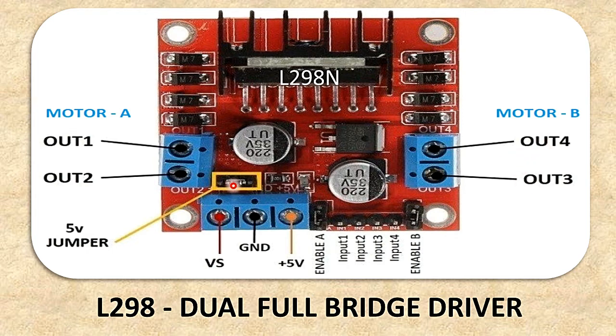5 volt jumper. Vs is the 12 volt input supply and this is the 5 volt supply, and in between is the ground. This is the common ground between 5 and 12 volts. Enable A jumper and enable B jumper, and in between these jumpers are the inputs: input 1, input 2, input 3 and input 4. This one is the 12 volt to 5 volt regulator chip.